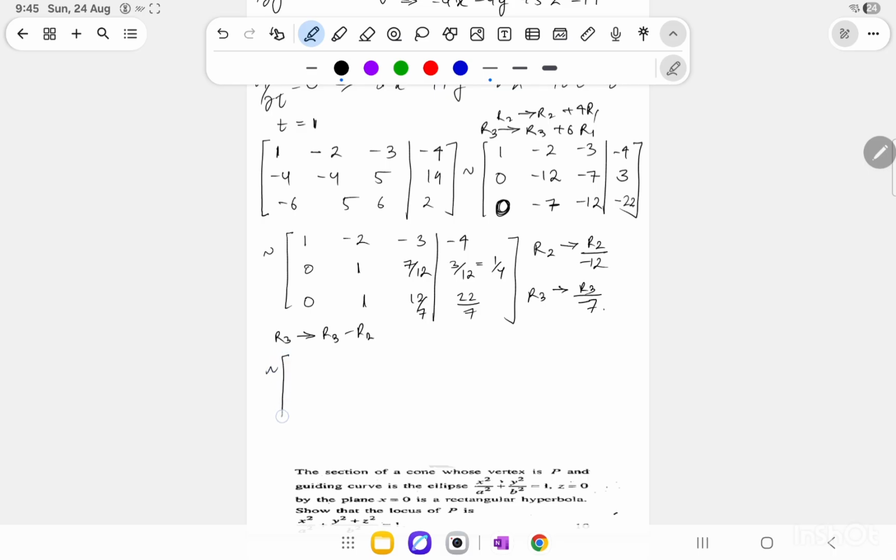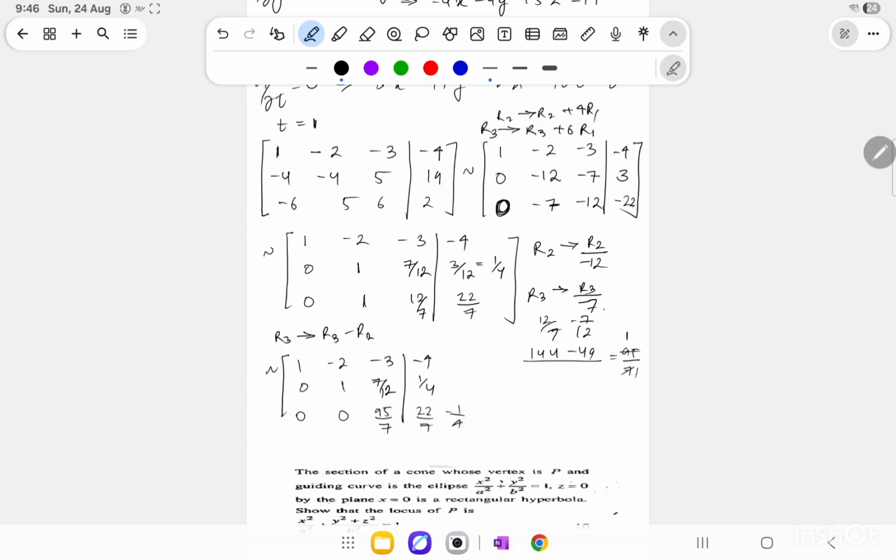So I'll get 1 minus 2 minus 3 minus 4, 0, 1, 7 by 12, 1 by 4, 0, 0, and 12 by 7 minus 7 by 12 will give 144 minus 49, which is basically 95 by 7, and it is 1. Is it 95 actually? 144 minus 49. So it is basically 95 by 7, and here I'll get 22 by 7 minus 1 by 4.